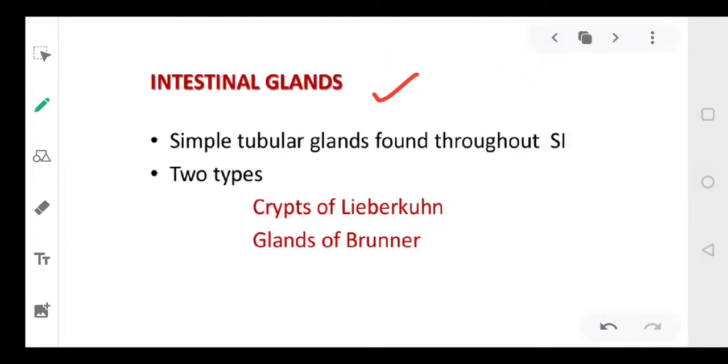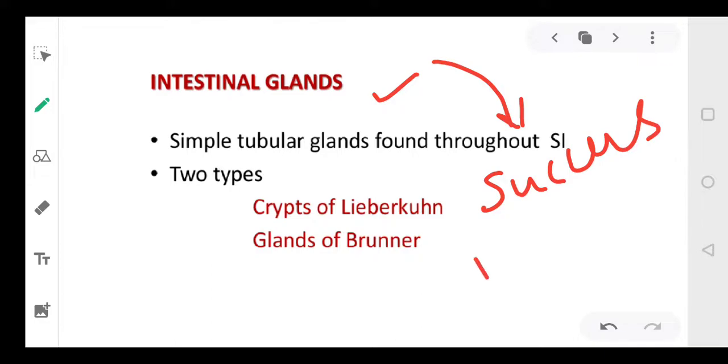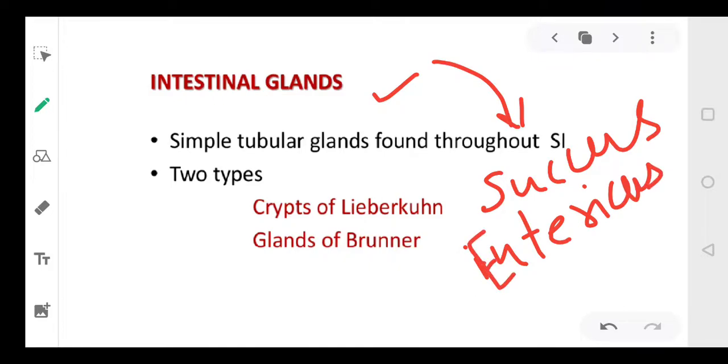Now intestinal glands. The glands which are present in the intestine are called intestinal glands, and they will produce a juice which is called succus entericus, or we can simply call it intestinal juice. हम इसे simply जो है intestinal juice भी कह सकते हैं. Succus entericus. The intestinal juice is also called succus entericus.